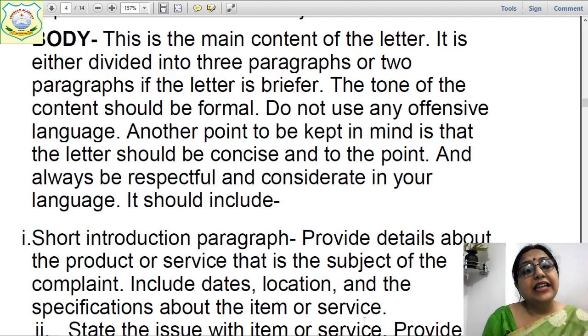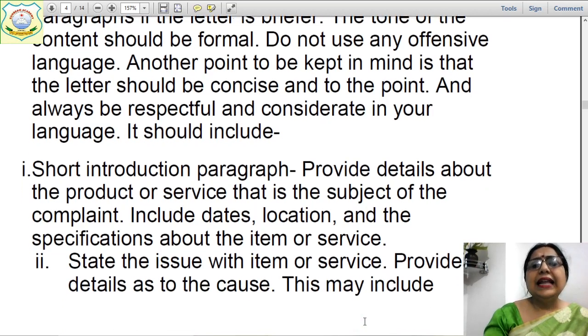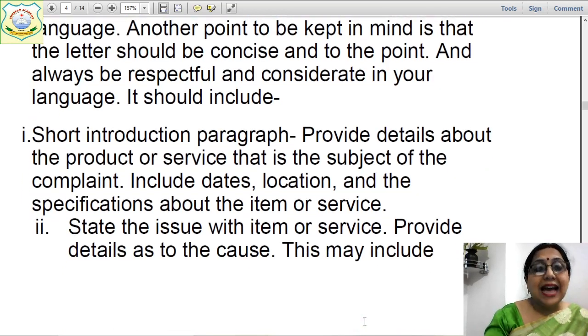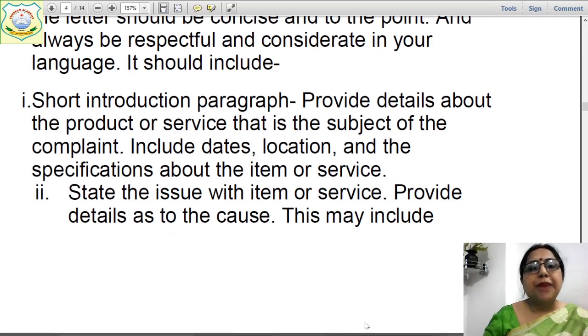It is either divided into 3 paragraphs or 2 paragraphs. If the letter is briefer, the tone of the content should be formal. Do not use any offensive language. You have to be very, very formal, children. Another point to be kept in mind is that the letter should be concise. वहाँ पे history नहीं लिखना है, ठीक है? And to the point. And always be respectful and considerate in your language.